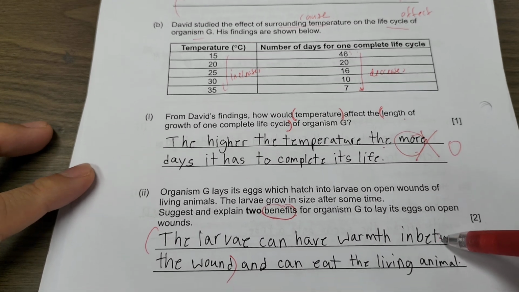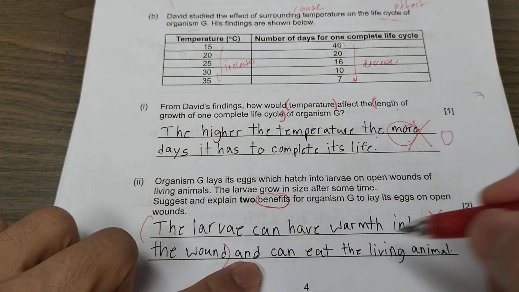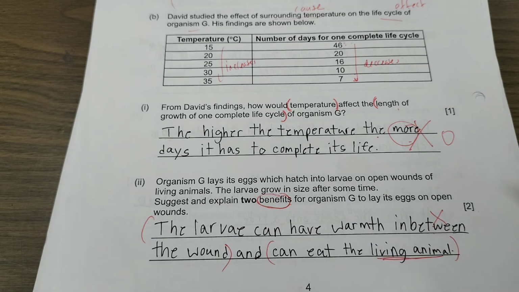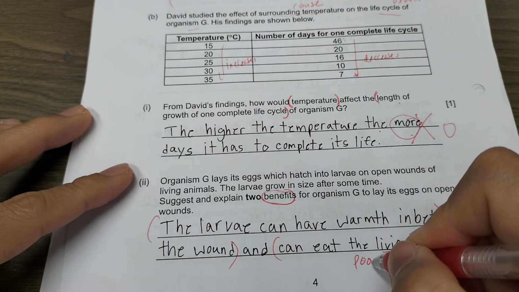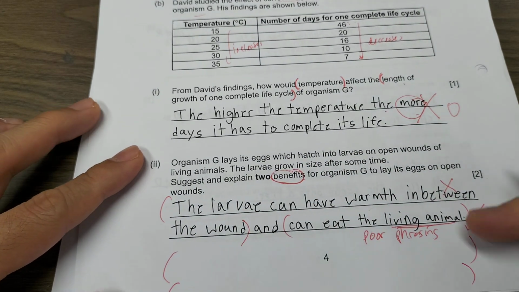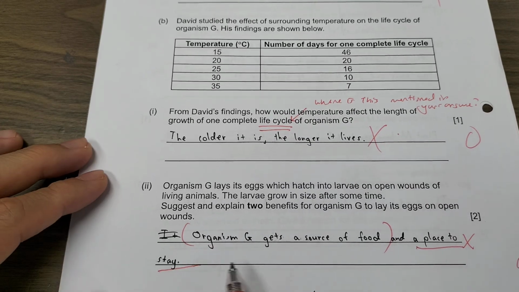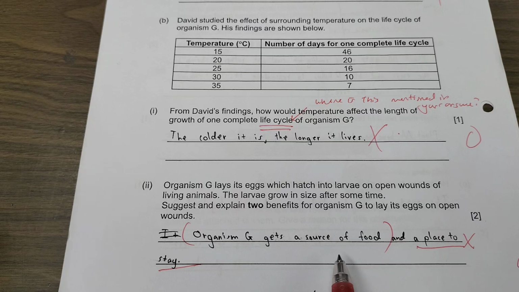So this answer doesn't illustrate any benefit. So I will not accept the first one. The larvae can eat the living animal. Okay, I will ignore some of the phrasing here. You are suggesting the idea that there is a source of food. All right, so I will accept this, although this is poor phrasing. So please, when you do the correction, write down both answers in the corrections for this child. Okay, for example, organism G gets a source of food. That is clear enough because it's inside the flesh of the living organism.